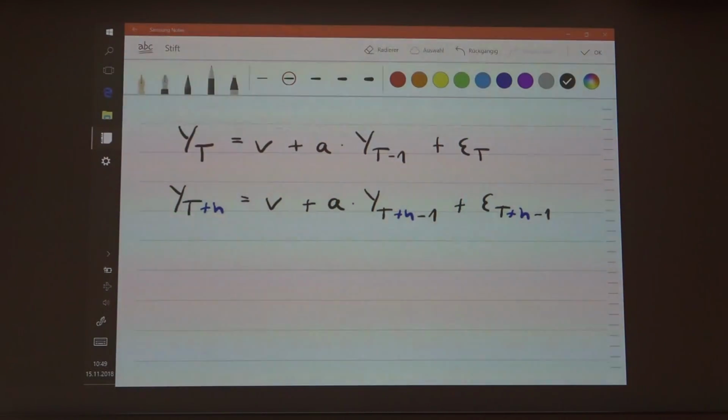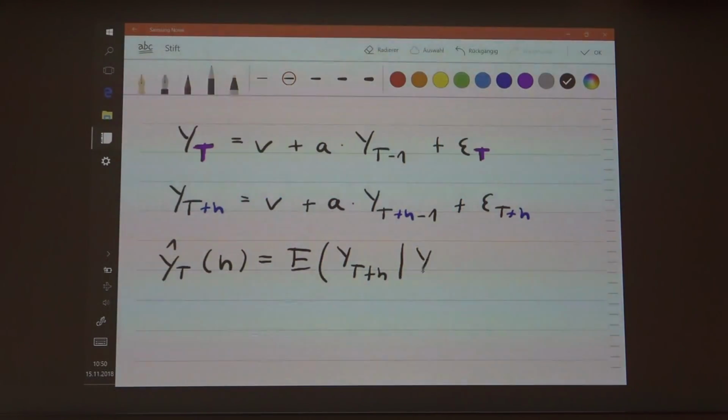So if that is true, then this is also true. Sorry, the noise is at point T plus h, of course, so the index would be equal. Now, what would be the conditional expectation? I'm using that for the forecast, because the forecast will be the conditional expectation of the process given its past, that is, given the observations y at T, T minus 1, etc. So given the past of the process, this is going to be it.